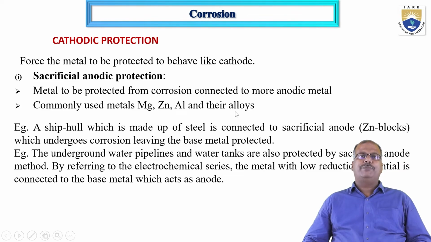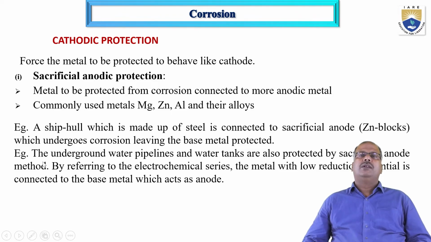For example, a ship hull which is made up of steel is connected to a sacrificial anode, zinc blocks, for example. The zinc blocks undergo corrosion, leaving the base metal protected. That means steel. The ship hull made up of steel is prevented from corrosion. Similarly, another example, the underground water pipelines and water tanks are also protected by the sacrificial anode method.